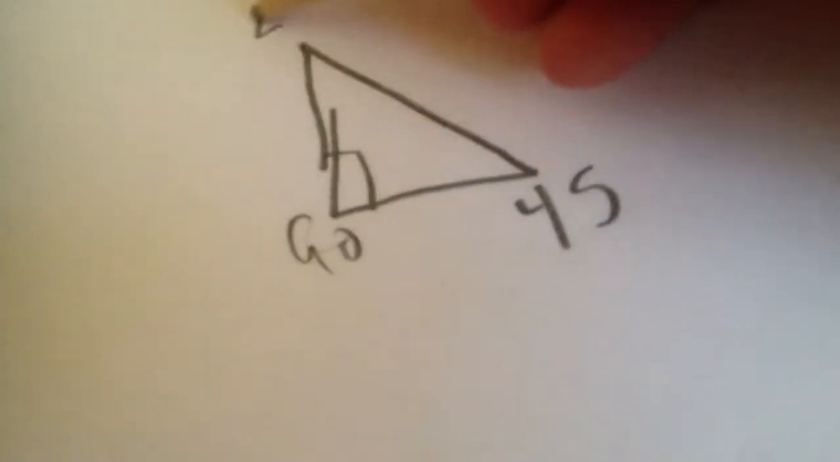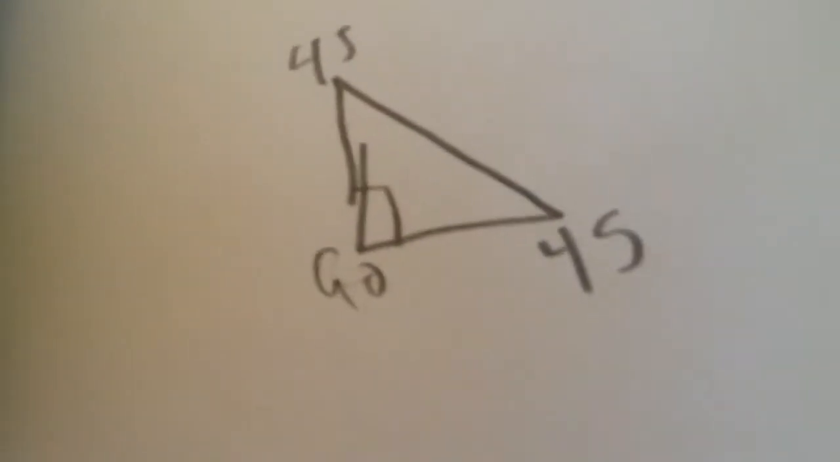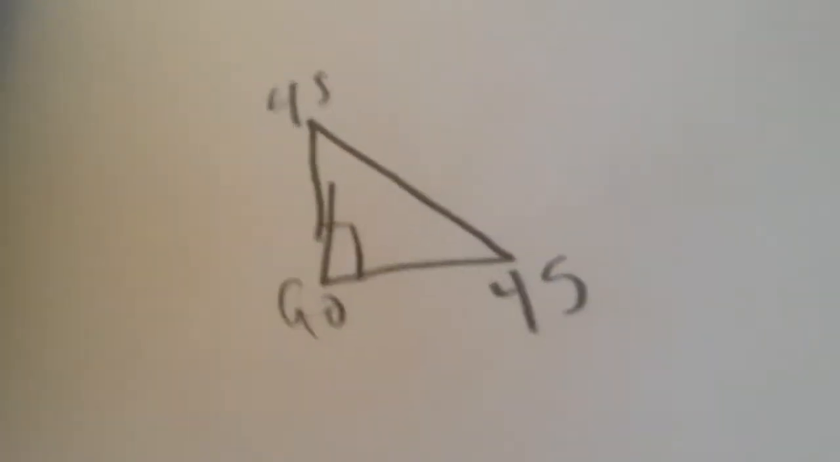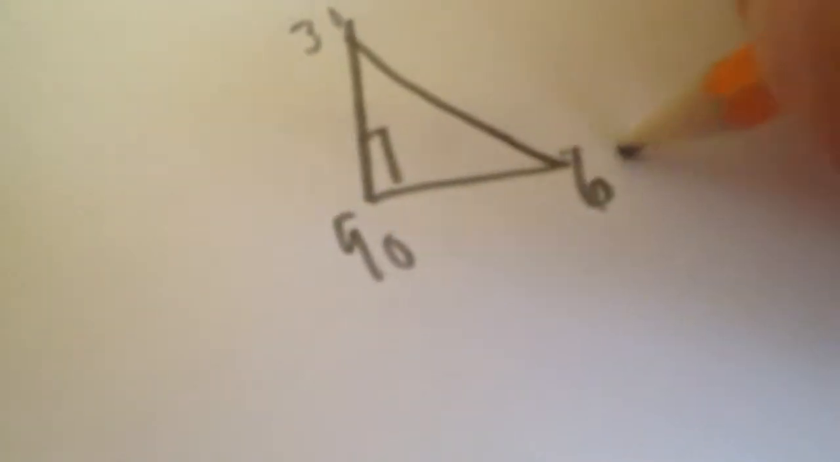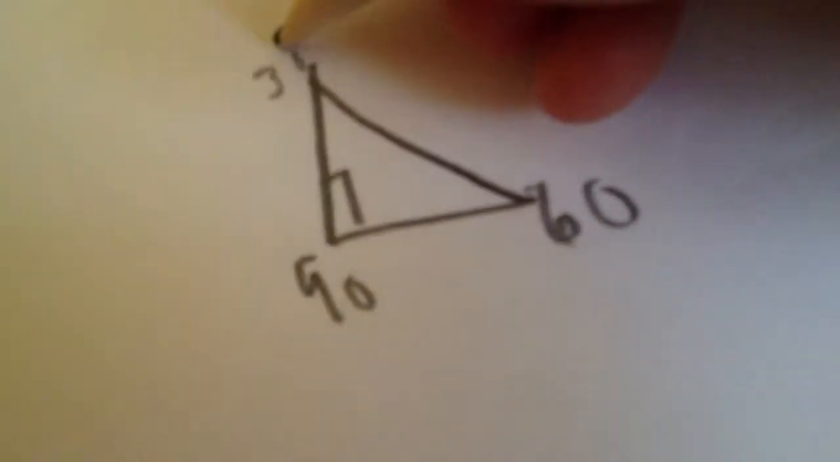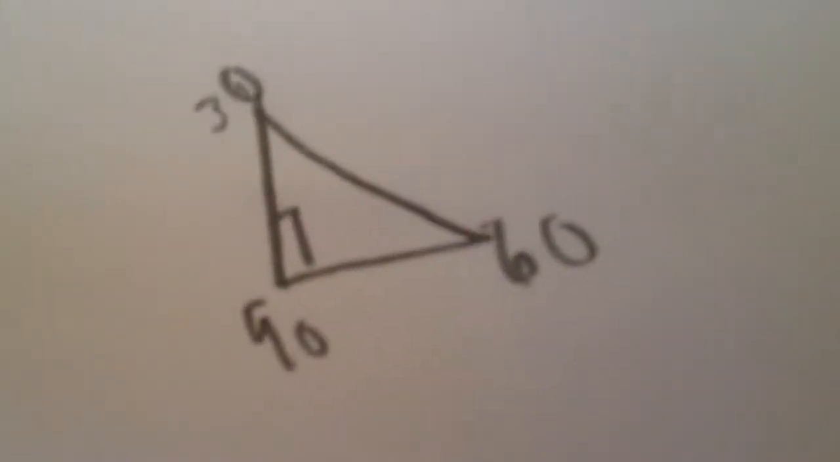So you have a 90 degree and then a 45 degree, which is a pretty common triangle. You'll hear about that one a lot. You'll also hear about the 30 60 90 triangle. So when you see that, you have 90 and then 30 and 60. And again, that very simply adds up to 180.